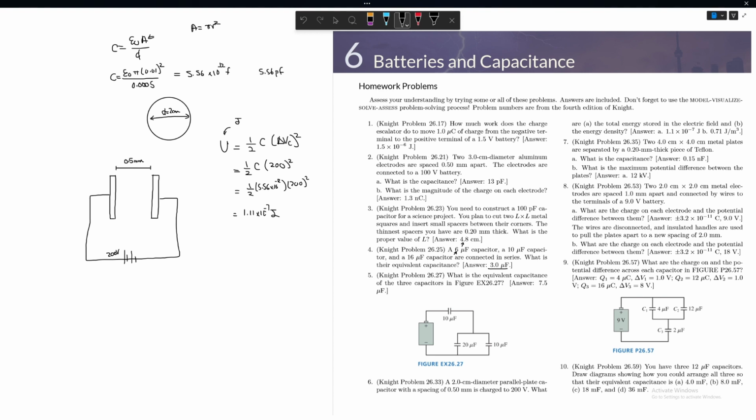What can I say? Wait, I was not done yet. There's a part B. Part B is the energy density.